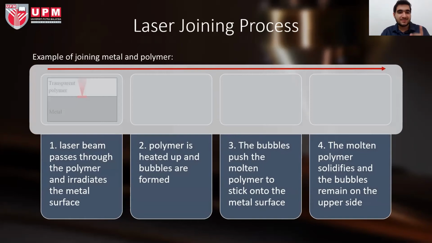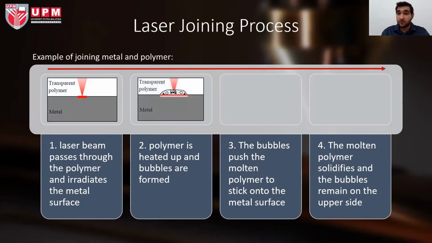In the first phase, the laser beam passes through the polymer and irradiates the metal surface. As we can see from the picture, the laser has passed through the polymer and has made contact with the metal surface. So what happens next? The polymer is heated up and bubbles are formed.